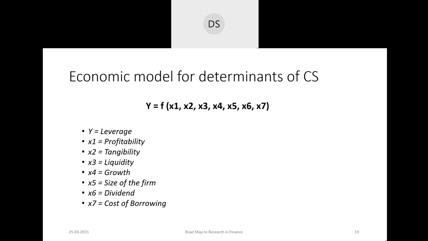it would look like an economic model for examining or identifying the factors, the determinants of capital structure. X1 is profitability, X2 is tangibility, X3 is liquidity, X4 is growth, X5 is size of the firm, X6 is dividend, X7. These are theory-led or previous empirical studies-led variables. That is what is theory.